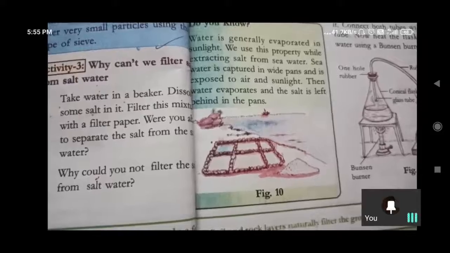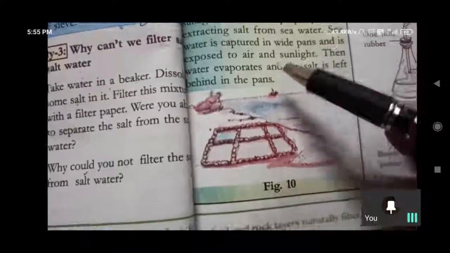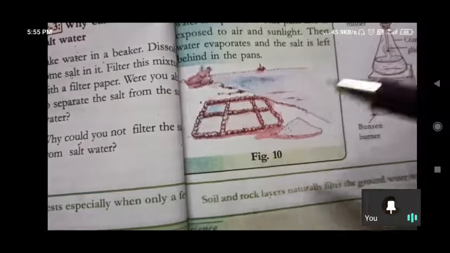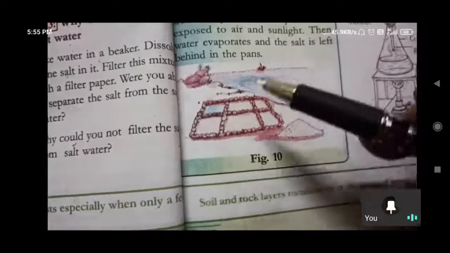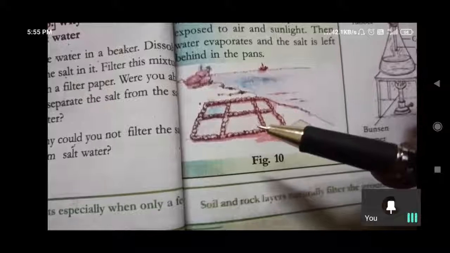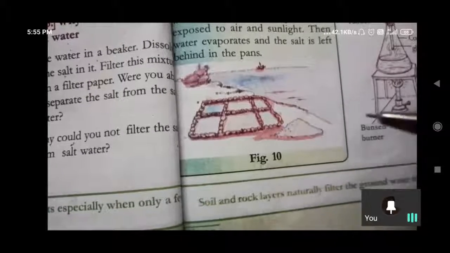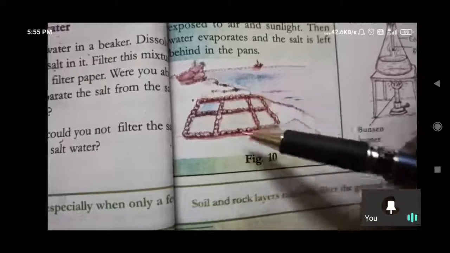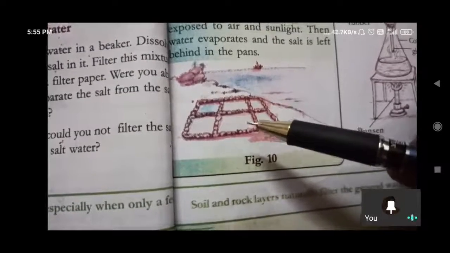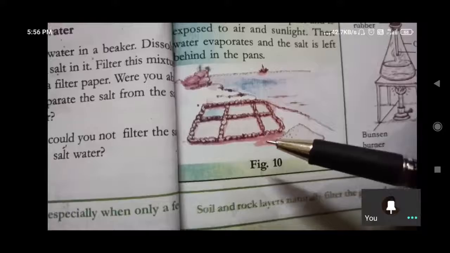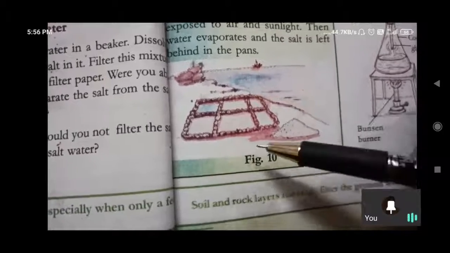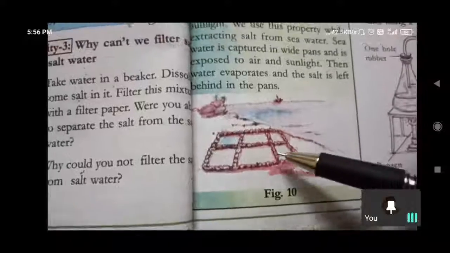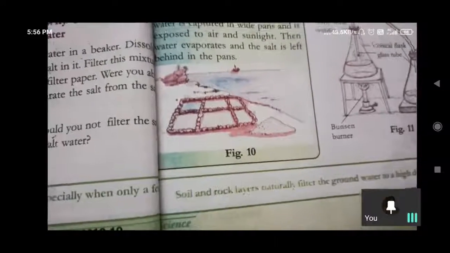Sea water is collected in wide pans, Nana, like this, and is exposed to air and sunlight. Then what will happen? The water will evaporate into the atmosphere and the remaining substance, salt, will remain in those pans. So we can collect that salt. This is the process we use for getting salt from sea water. This is called crystallization and that is called distillation.